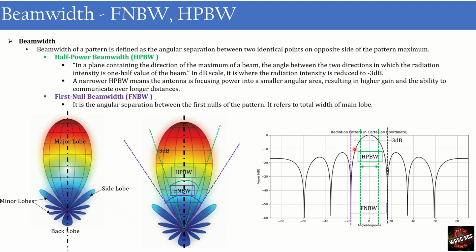In the Cartesian coordinates also, we can see there are lots of nulls, and these are the first nulls with respect to the major lobe. The angular separation between these two gives an indication about the first null beam width. So these are the two beam widths we consider while designing antennas.